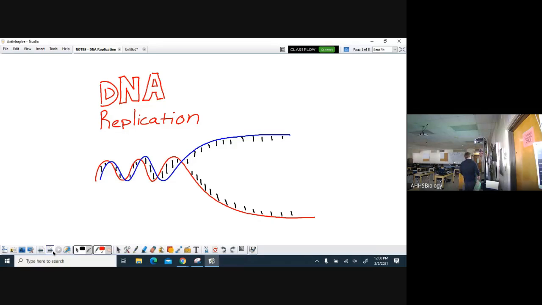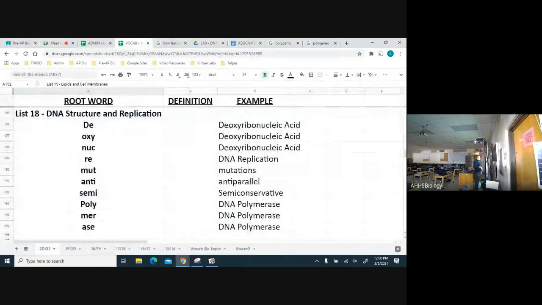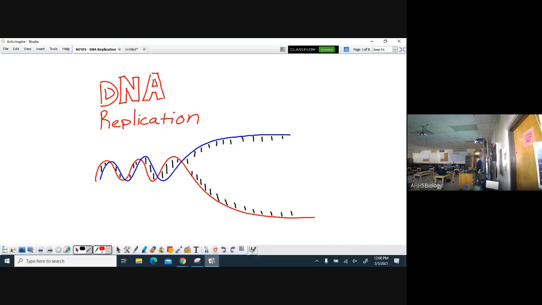For anybody watching the recording, there's your vocab terms. You can pause it right there, but we are getting started with notes on DNA replication. So, all right, here we go.